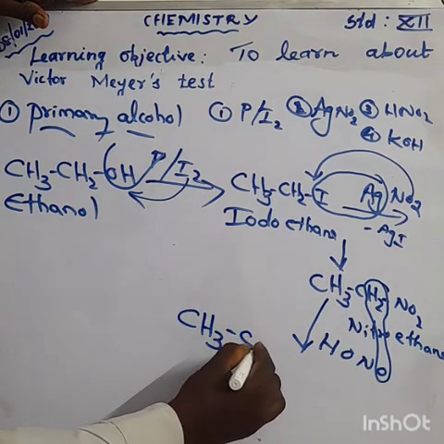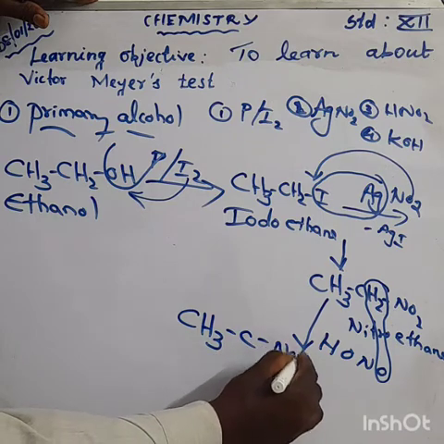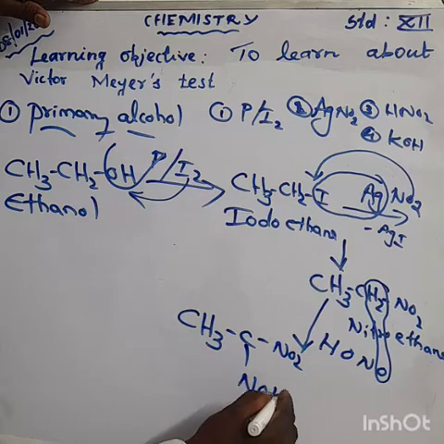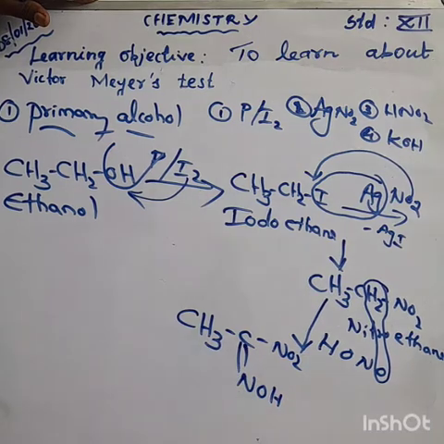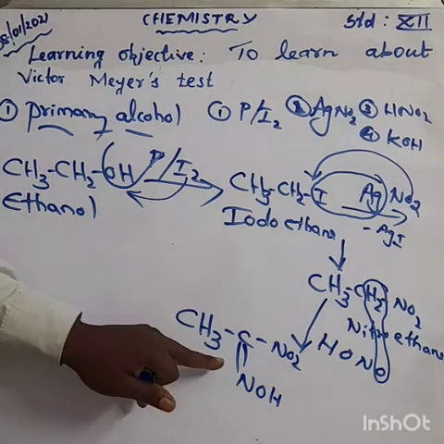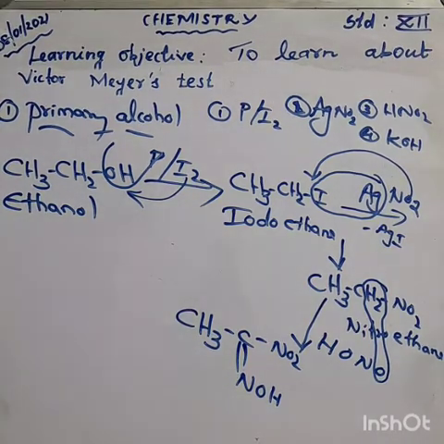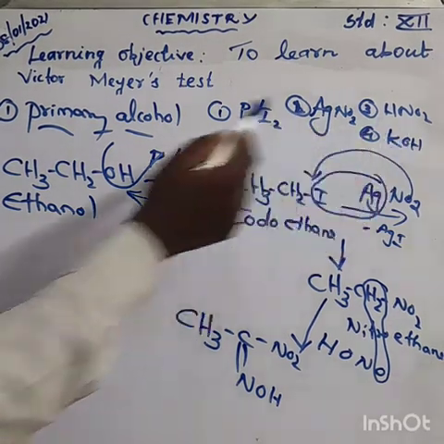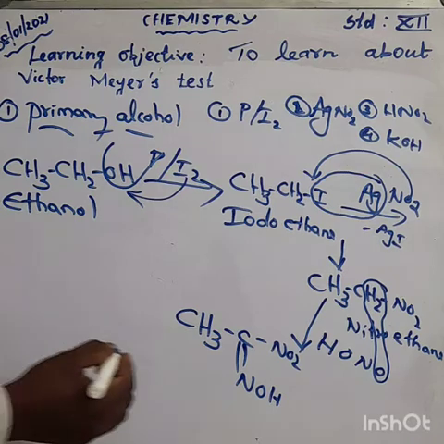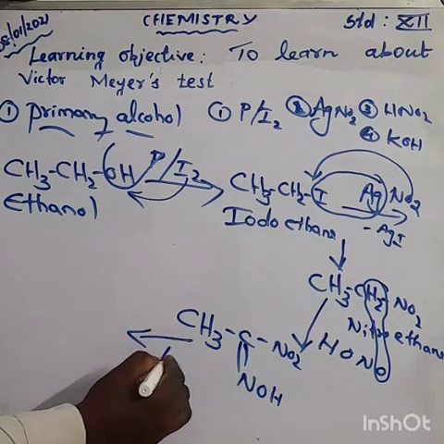So we can write CH3CNO2, with NOH attached there. The carbon-nitrogen bond is a double bond because carbon has four valency. So carbon and nitrogen have a double bond. Don't forget that. Next, what is the fourth one? KOH. This is the fourth one. React with KOH.